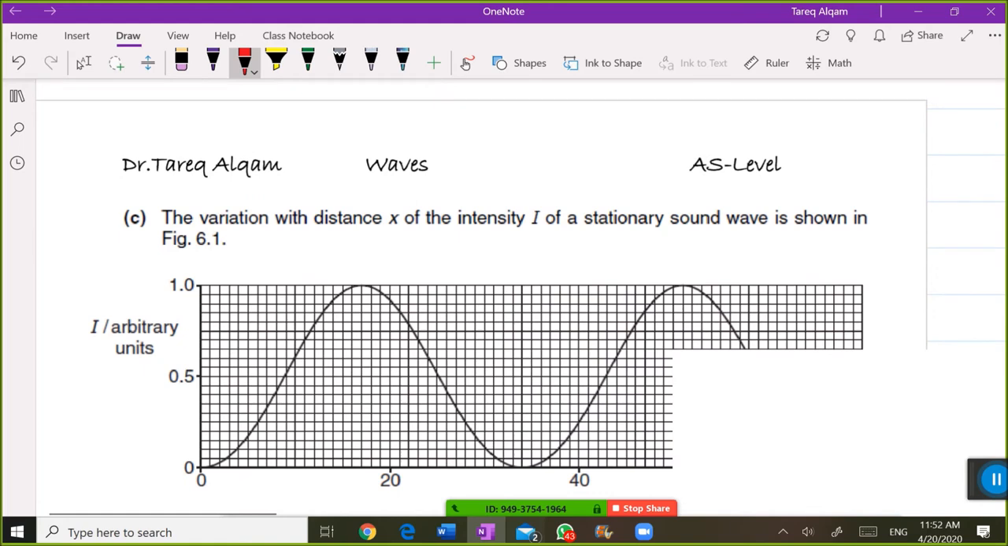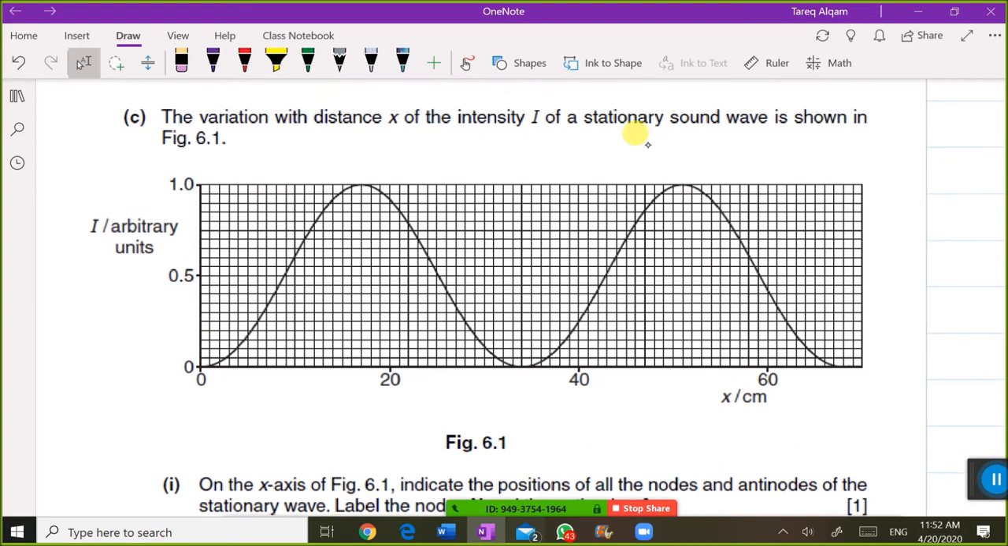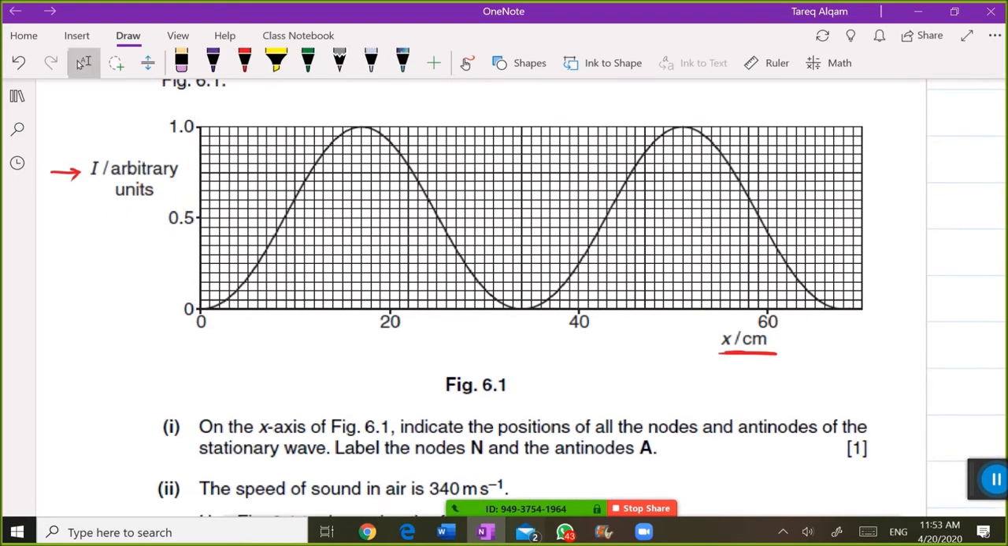Here, pay attention to this, guys. Here, there's an intensity versus displacement. Intensity versus displacement. Pay attention, guys. This is not displacement versus distance. It's intensity versus displacement. On the axis of figure 6.1, indicate the position of all nodes and antinodes. Here we have a position antinode. This is a node. This is a node. This is an antinode and so on.